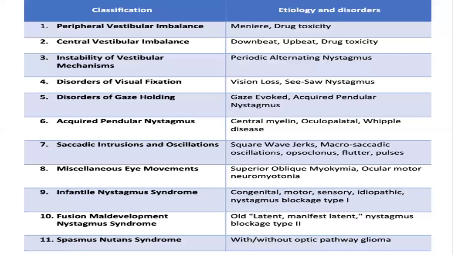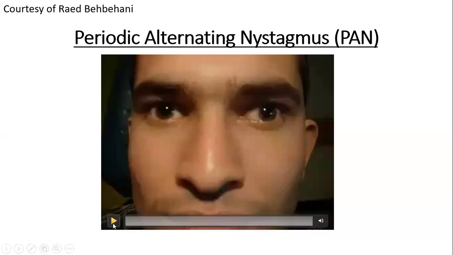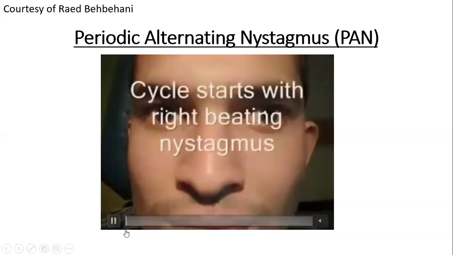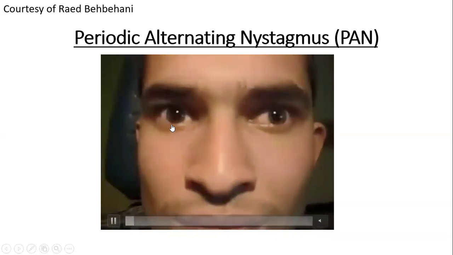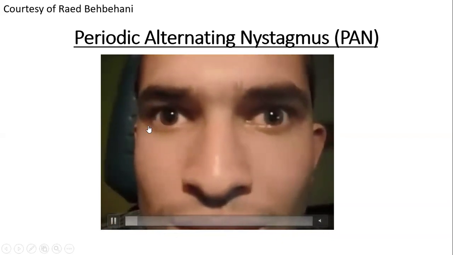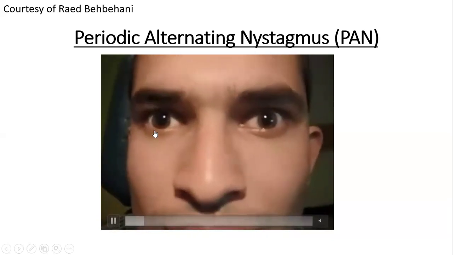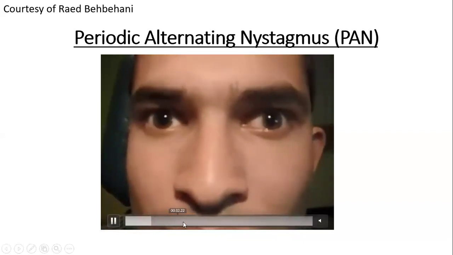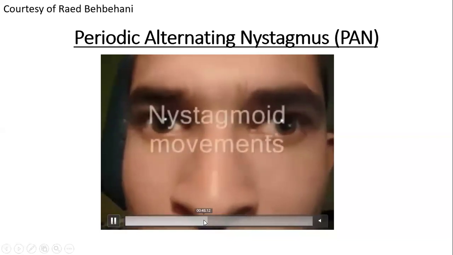Here are also other types of nystagmus. Here is the periodic alternating nystagmus. Let's see the video. So the patient starts with right jerk nystagmus, the fast phase toward the right side. Fast, slow, fast, slow, fast, slow. After some time, the nystagmus slows down.